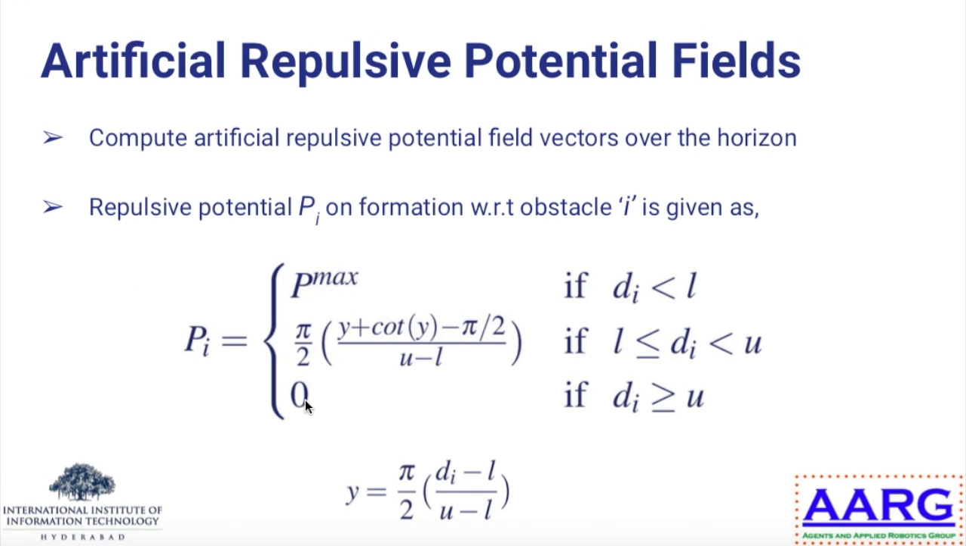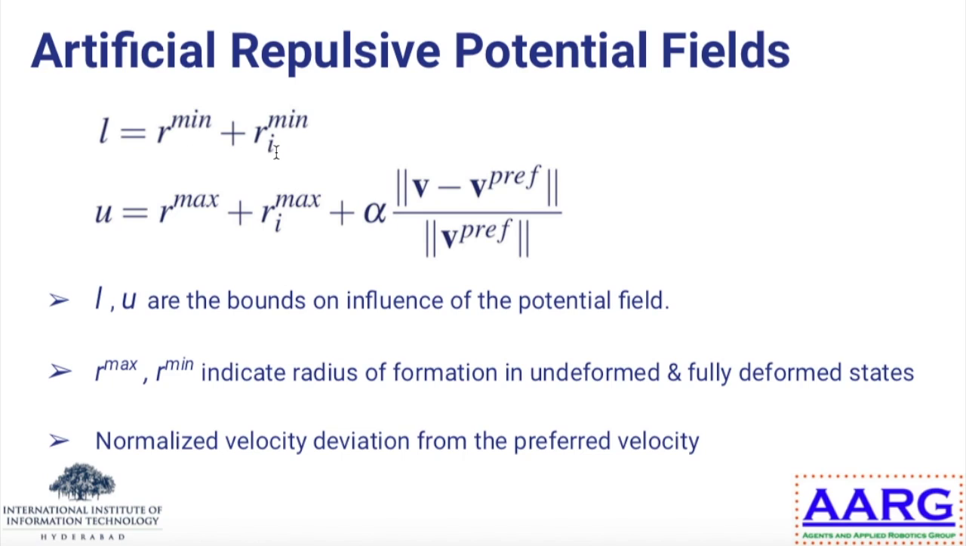L denotes the lower bound on influence of the potential field and is given by this expression. So when the formations have deformed to their maximum extents and are just touching each other or are just beside each other, a maximum repulsive potential of P max acts on the formation. And U denotes the upper bound on influence of the potential field and is given by this expression.